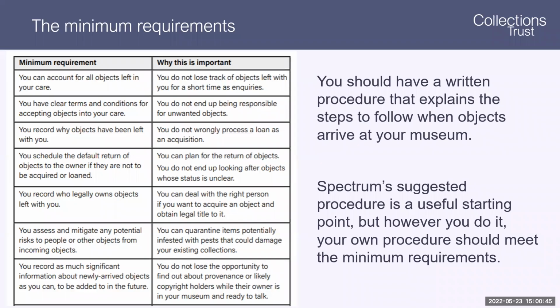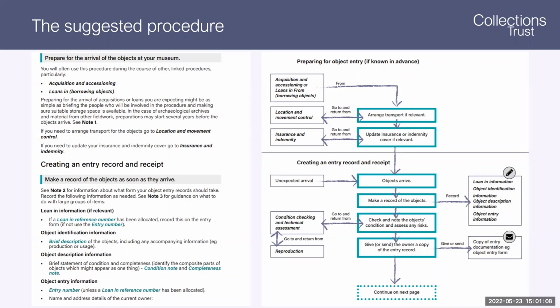In Spectrum, we don't dictate how you achieve these requirements, and each museum might approach this in a slightly different way. But we do provide guidance in the form of the suggested procedure. And that suggested procedure comes in 2 forms: simple flowcharts and more detailed text versions. This can be a good starting point for your own procedure, but an important thing to stress here is that there is no one way to put any of these procedures into practice. Whether your museum uses paper-based systems, collections management software, or often a combination of the 2, you can adapt the suggested procedure to suit your needs as long as your way of doing things meets the requirements that we just looked at.